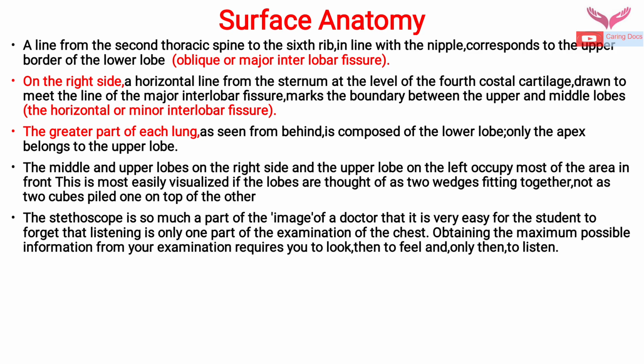The greater part of each lung, as seen from behind, is composed of lower lobes. Only the apex belongs to the upper lobe. The middle and upper lobes on the right side and the upper lobe on the left occupy most of the area in the front. This is most easily visualized if the lobes are thought of as two wedges fitting together, not as two cubes stacked one on top of the other.